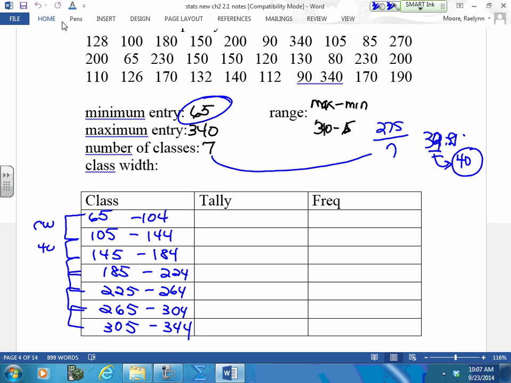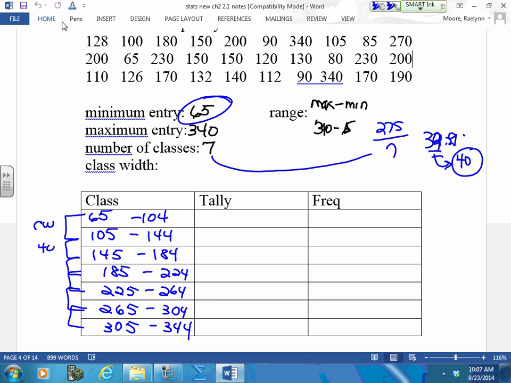We don't make them up like we did in the younger days. We don't automatically go like 0 to 9, 10 to 19. We start with our min, and we figure out our max, and we find out how many classes we want, and our minimum entry always starts right here. And then we add down.